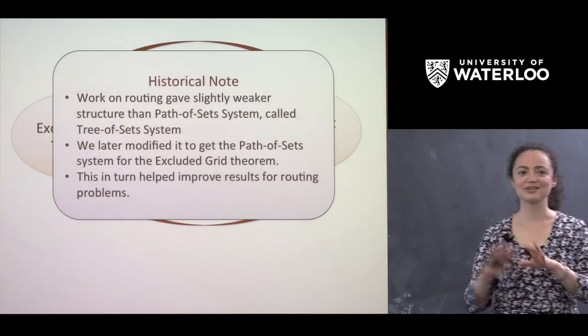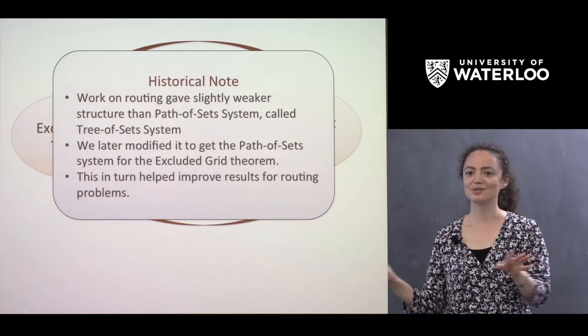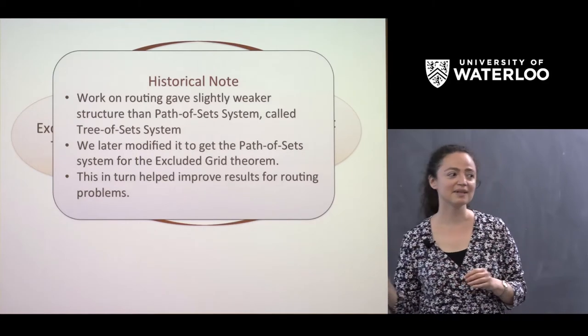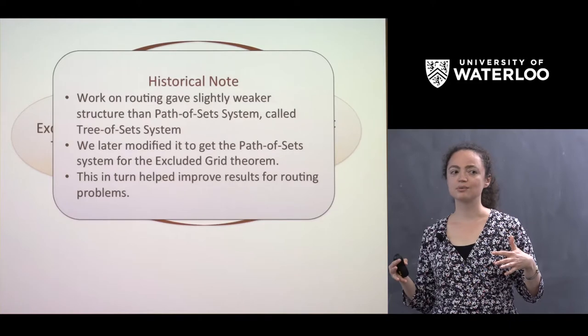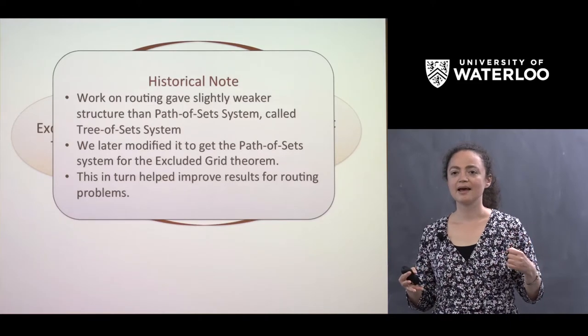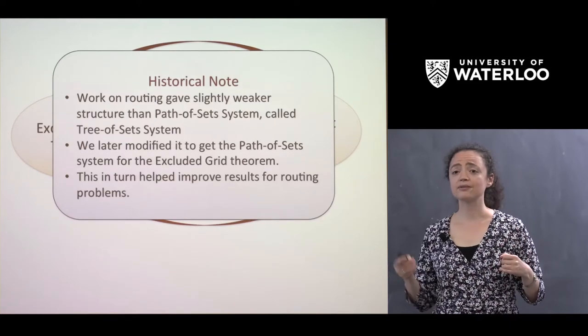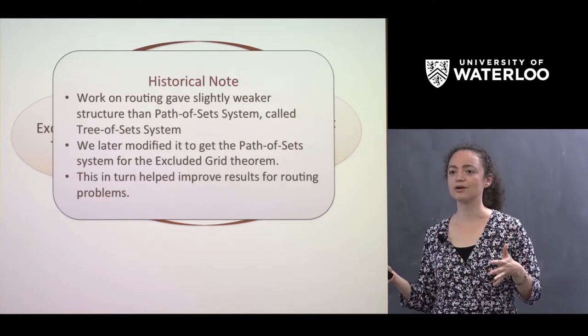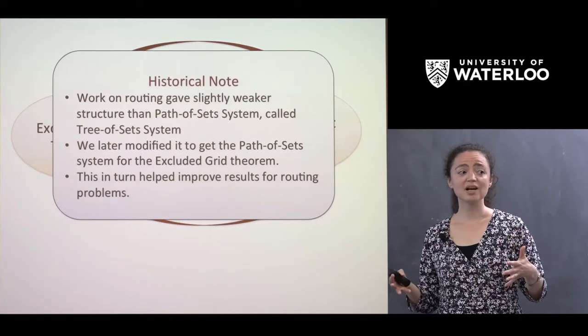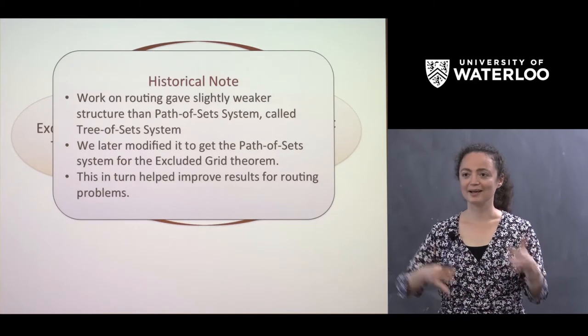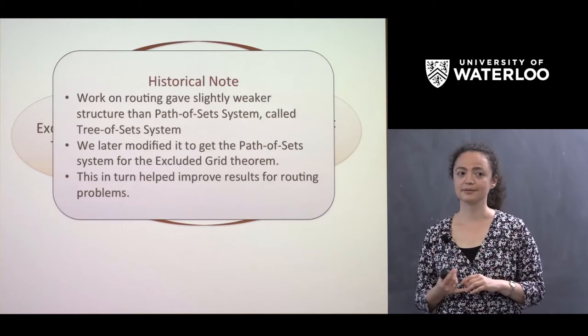So it looks like things are so simple. We just took it and plugged it in and it just worked. This is not how things really happened. For routing problems, we defined a much weaker structure that was called a tree of set system. And then we realized that for the excluded grid theorem, we need this stronger structure of a path of set system. This still required quite a bit of work, but we had a very good starting point. We were almost halfway there when we started.